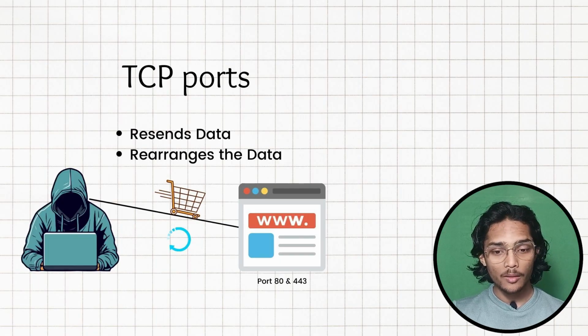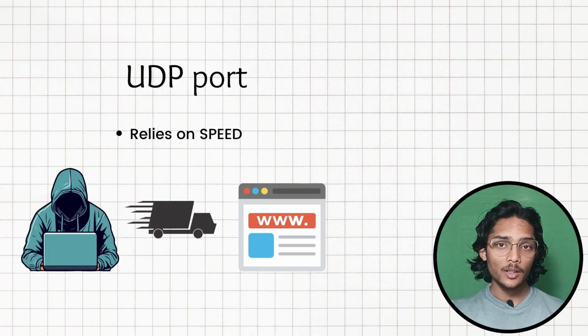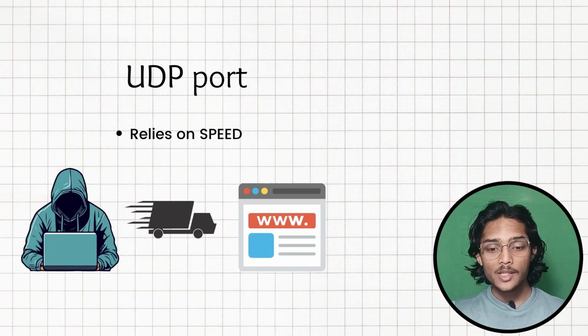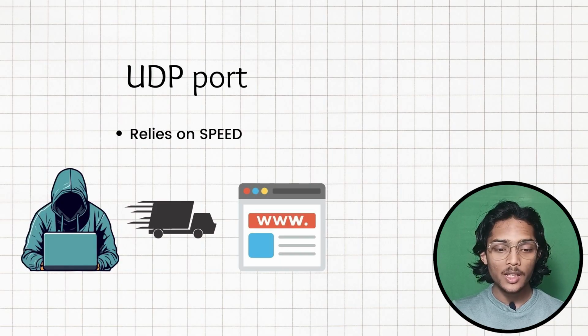But now we have UDP, and on the other hand, like TCP is reliable, UDP is not, because UDP relies on its speed. UDP stands for User Datagram Protocol. It is a connectionless protocol. That means it does not establish any connection before sending any data. It just fires off the data randomly anywhere, and it doesn't care if it is reaching the receiver or not.